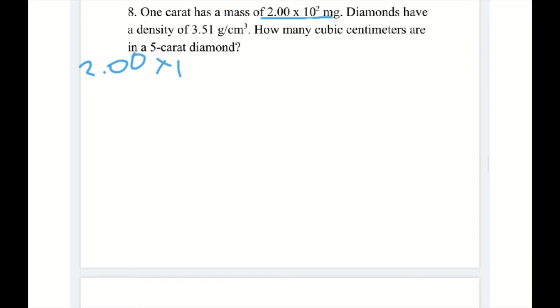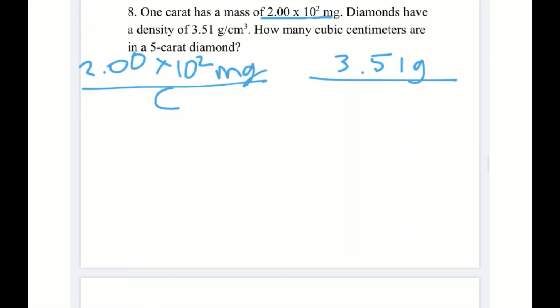2.00 times 10 to the second mg per carat. And it says diamonds have a density of 3.51 grams per cubic centimeter. 3.51 g per cubic centimeter. So I don't write the 1 once again because we pretend it's invisible because it doesn't count toward our sig figs.